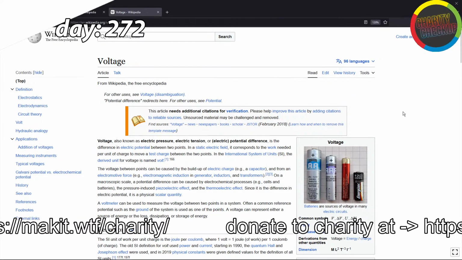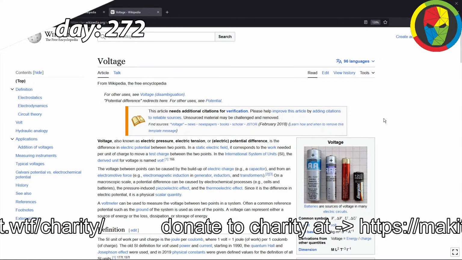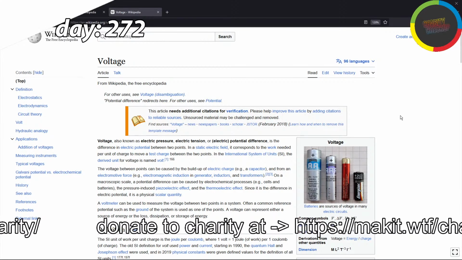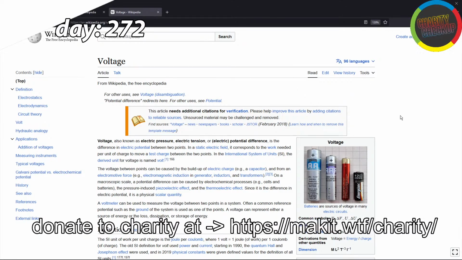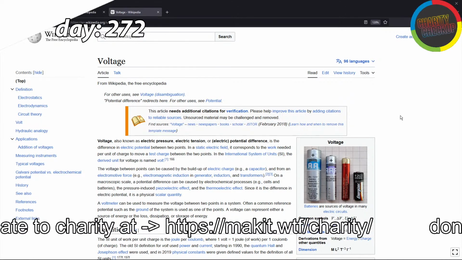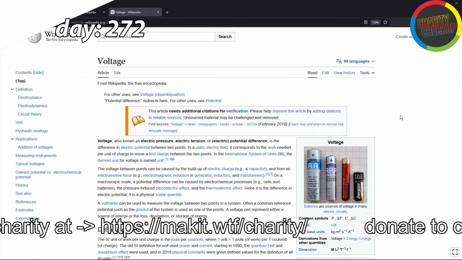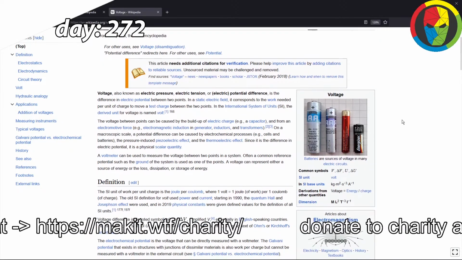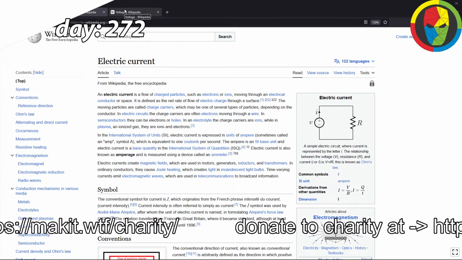Is the difference in electric potential between two points? I had a lot of trouble when I was doing the book the first time because of that fact. The fact I didn't understand how it works exactly. Corresponds to work needed per unit of charge to move a test charge between two points. The voltage between points can be caused by a bit of electric charge capacity from... Okay, so electric pressure, I like that. That could explain it pretty well.